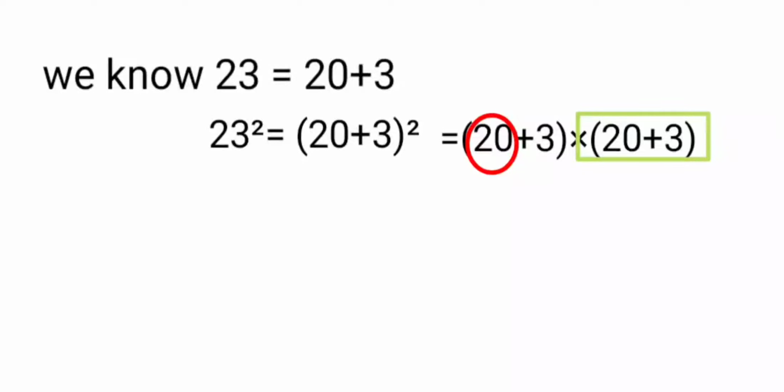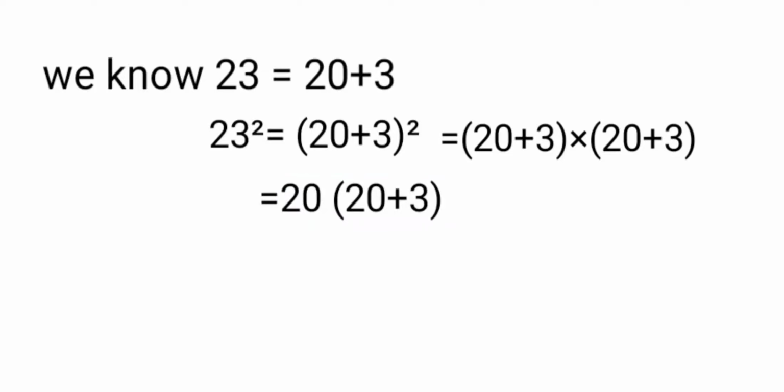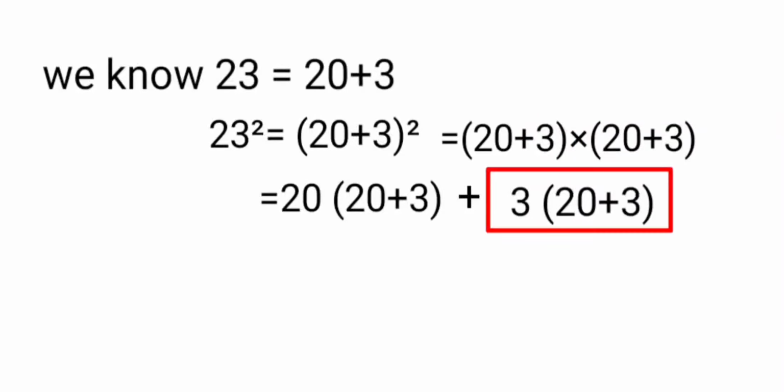So 20 into (20 plus 3), when you multiply the first term into the last expression, 20 into (20 plus 3), plus. A plus sign is there, so we put a plus sign in this result. And the next term is 3, and the last expression is 20 plus 3. So 3 into (20 plus 3).